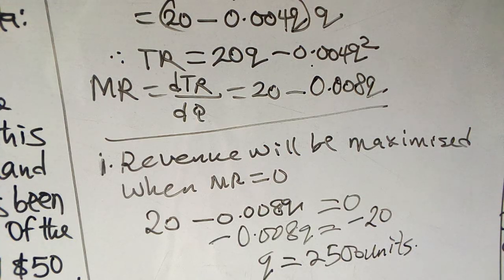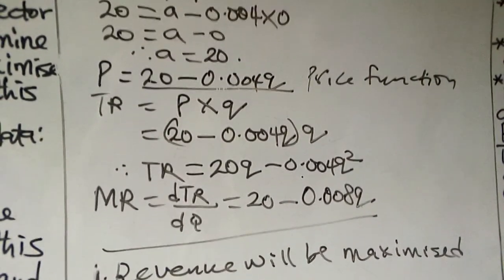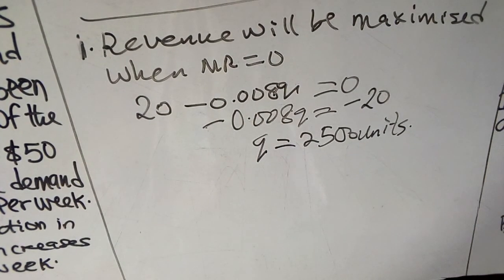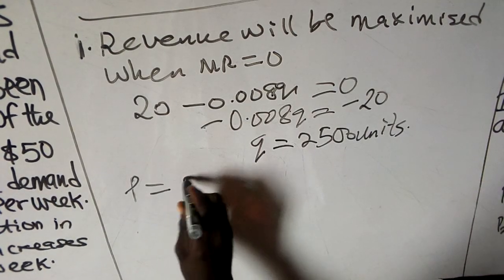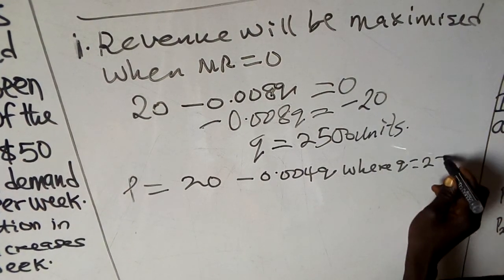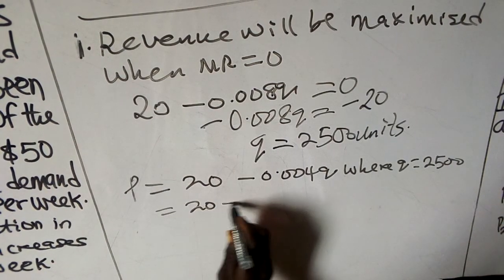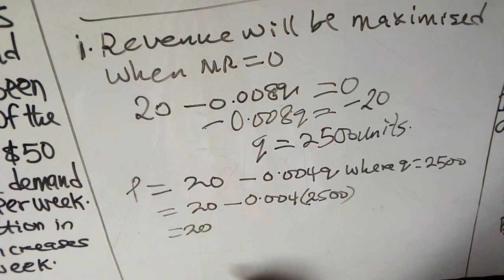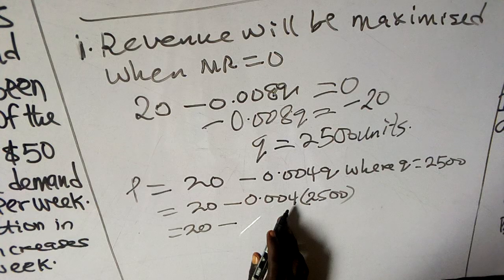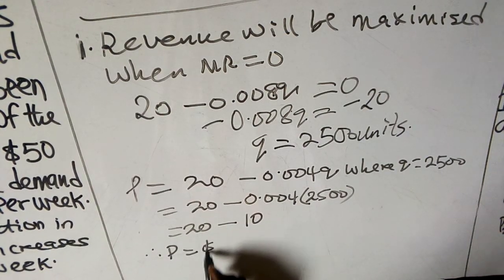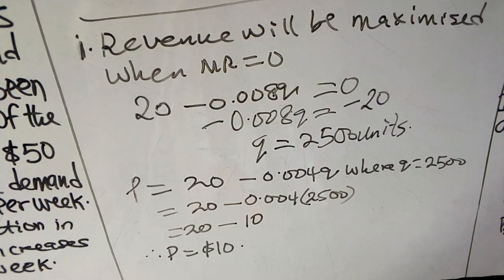And remember, you have to calculate the selling price, not the quantity. Since it is the selling price you need, you go back to the price function, which is 20 minus 0.004Q. Substitute 2,500 for Q. Then you have 20 minus 0.004 times 2,500. That will give us 10. So the price will be 20 minus 10, and that will be $10.